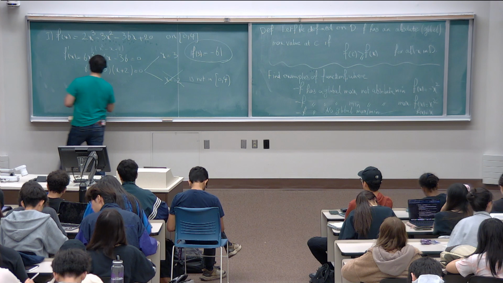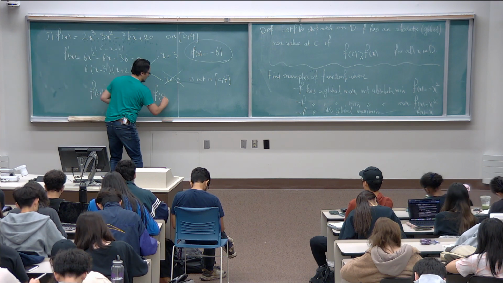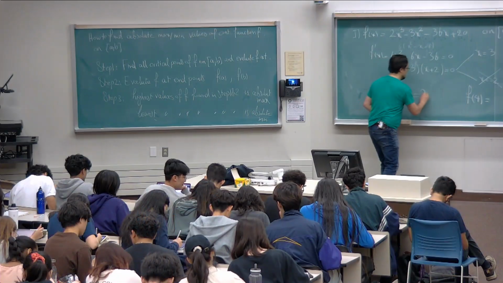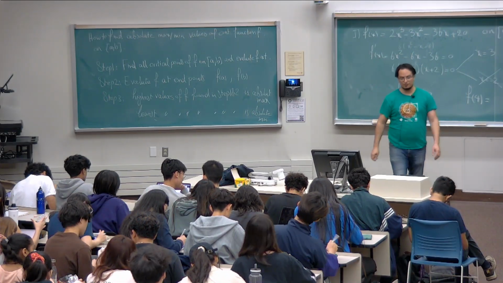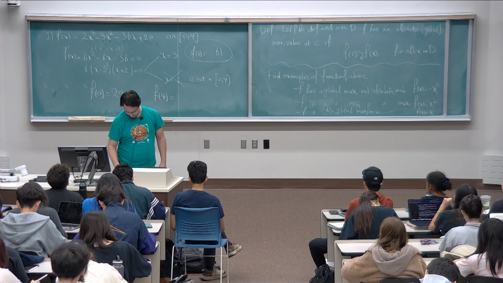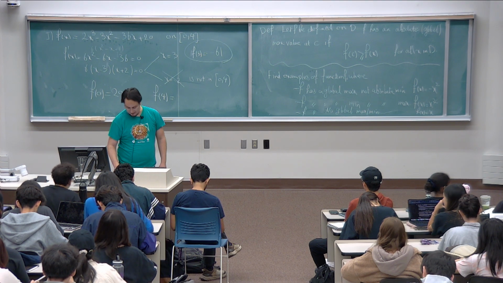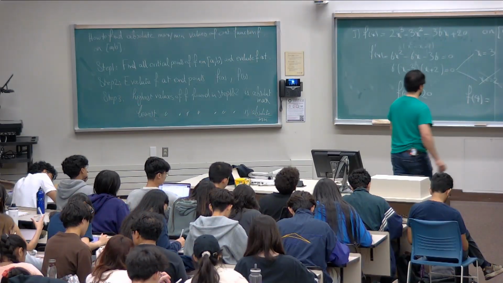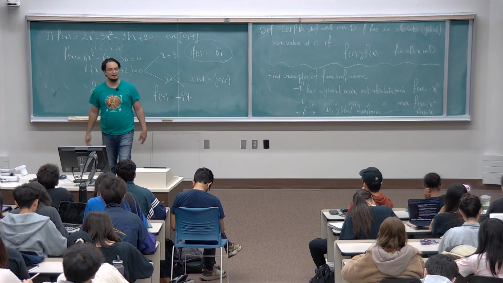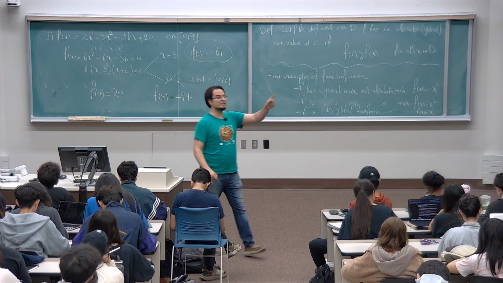The other 2 points are the endpoints, f at 0 and f at 4. F at 0 is 20, and f at 4 is negative 44. So, critical points, endpoints.